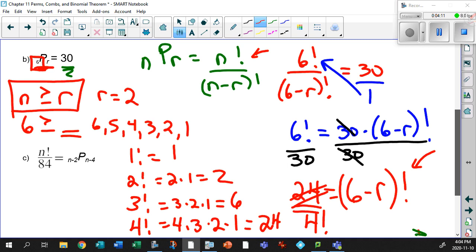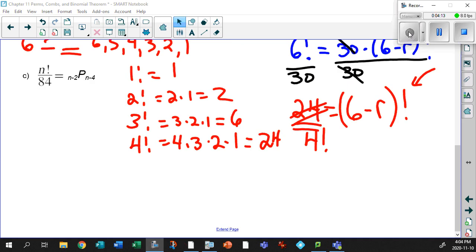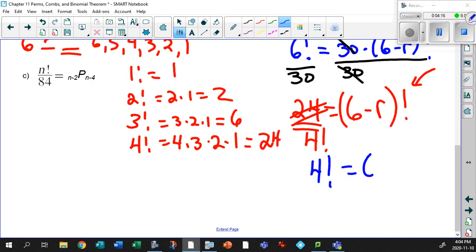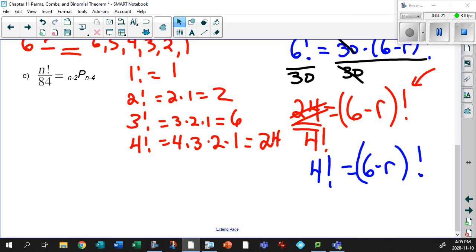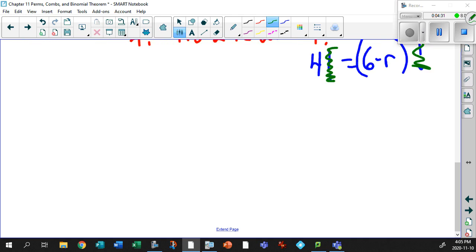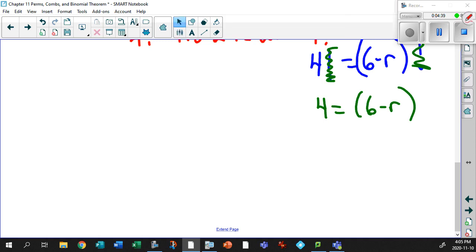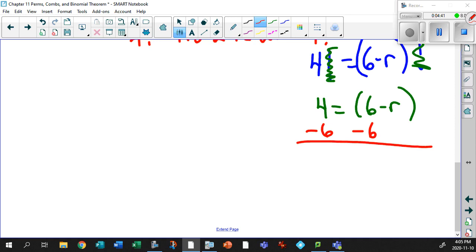Isn't that interesting? So if that's 4 factorial equals 6 minus r factorial, here's something cool about mathematics. Mathematics says what you do to one side, you can do to the other. Look, get rid of the factorials. Yes, that is allowed mathematically. Isn't that cool? So you now have 4 equals 6 minus r. Cool. Wow, that's just so much simpler. Subtract the 6, subtract the 6, look what you got. You have minus 2 equals minus r. So r equals 2.